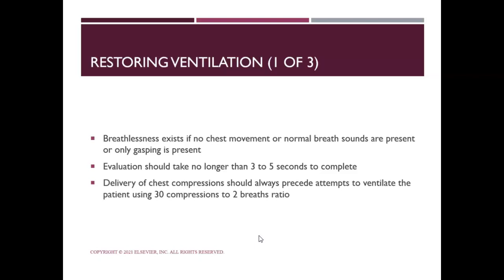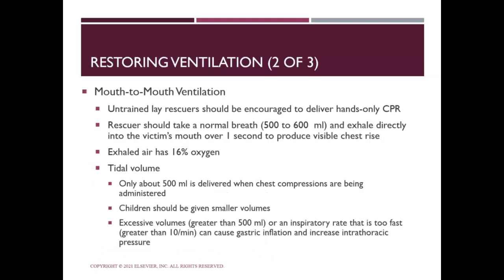And you then need to go right into chest compressions. Okay, you're not going to do rescue breathing first unless you feel there's a pulse and you're only doing rescue breathing.